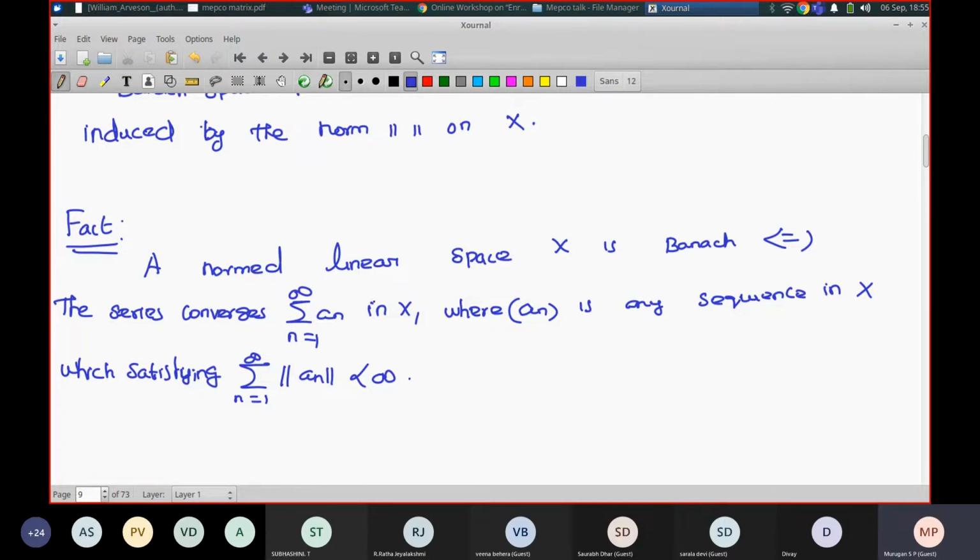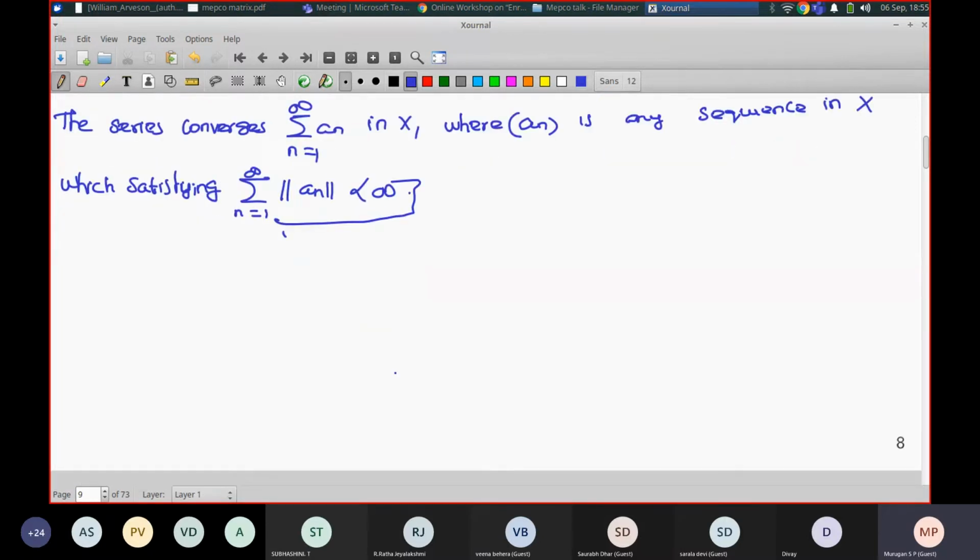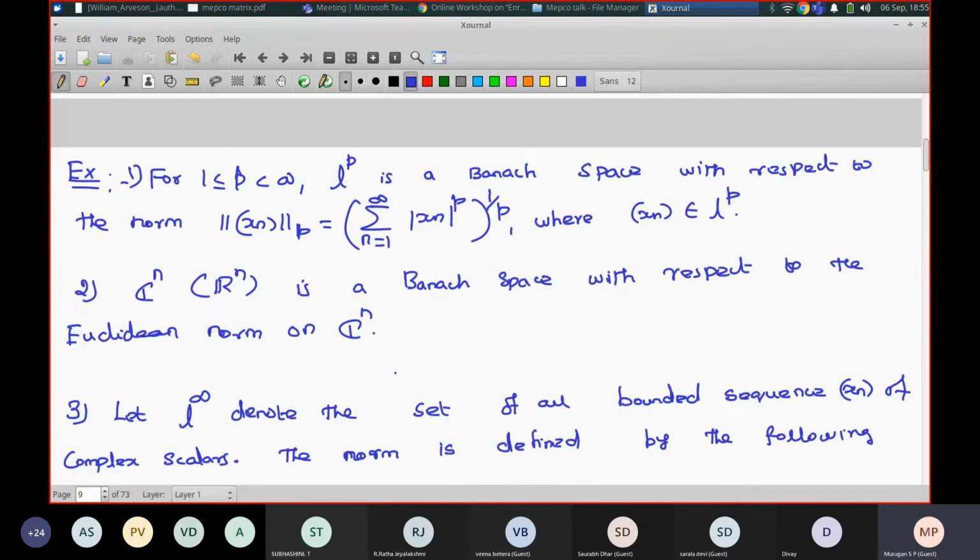This is a very useful fact. A normed linear space X is Banach if the series converges in X, where a_n is any sequence satisfying this condition. This condition is basically absolute convergence. So in other words, a normed linear space is a Banach space if and only if every absolutely summable series is summable. Okay, that's fine.